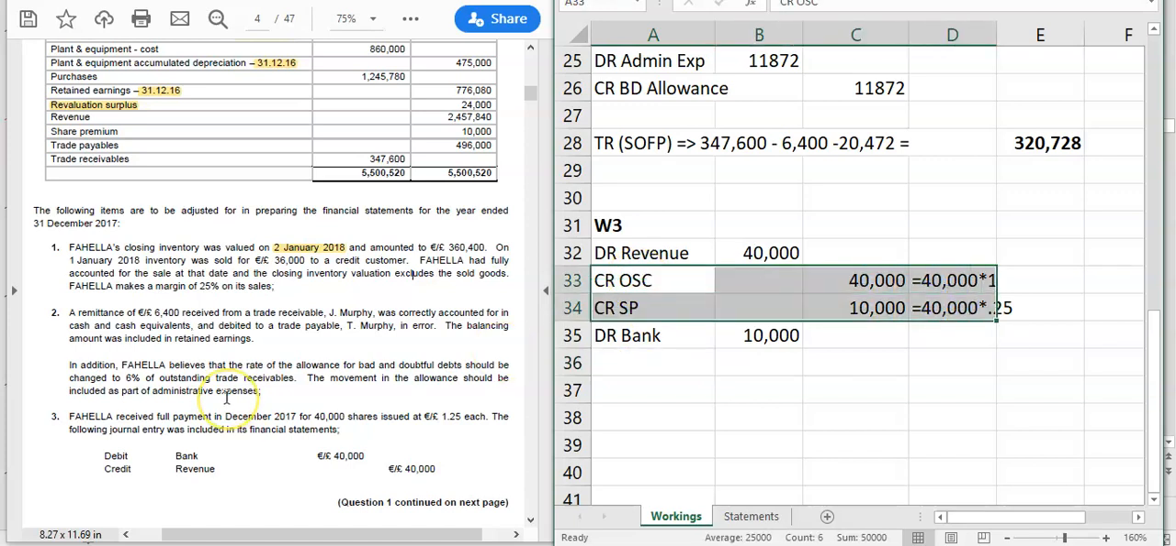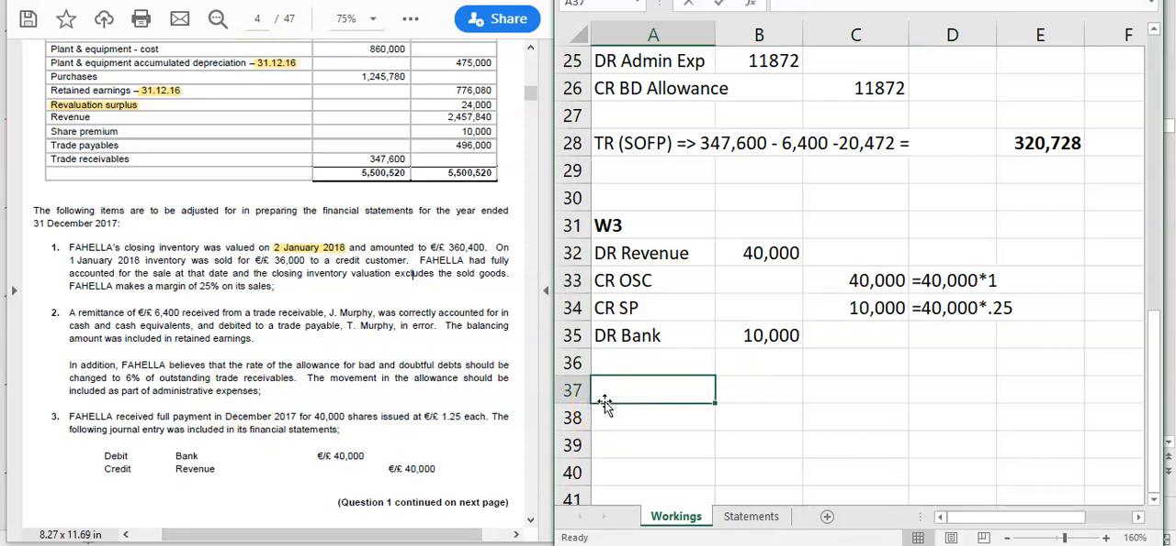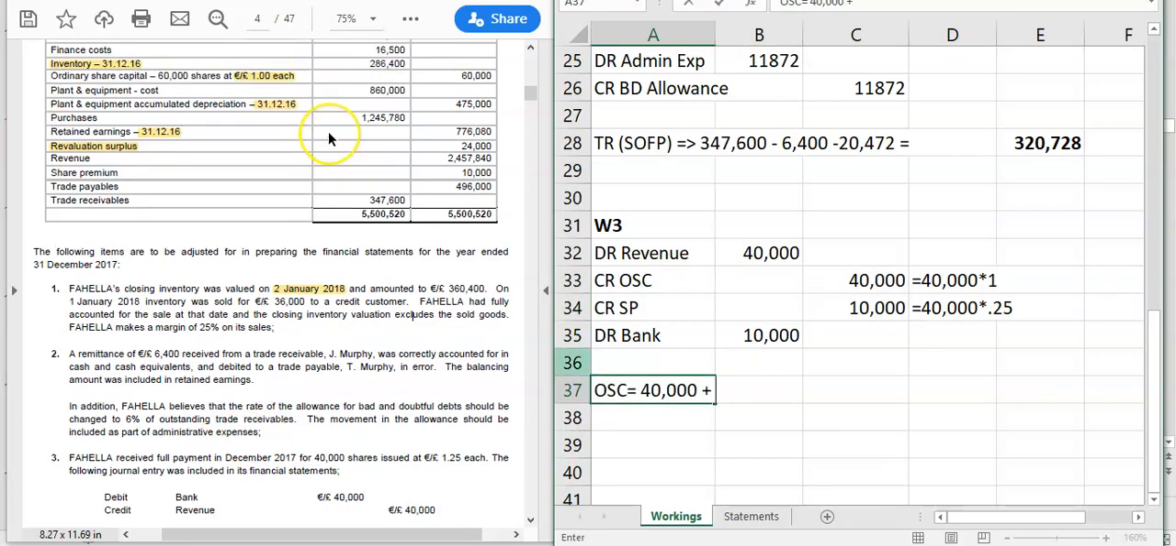So again, we now know, good student will say, I'm finished with ordinary share capital. So my ordinary share capital is going to be 40,000 plus the opening balance of 60,000. So it's going to be 100,000 in my statement of financial position. And you might slot that in as you go along. We'll just leave it till the end. And my share premium is going to be the 10,000 adjustment there, plus 10,000 from the trial balance as well. So the closing balance there is 20,000.